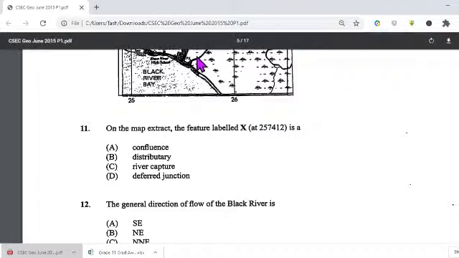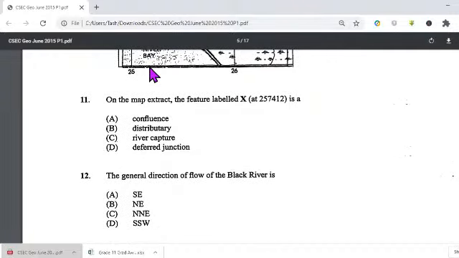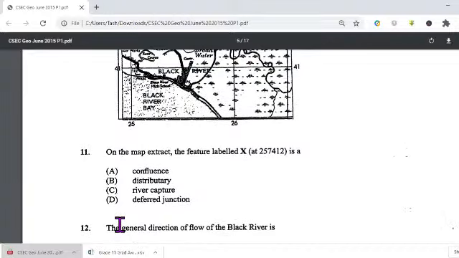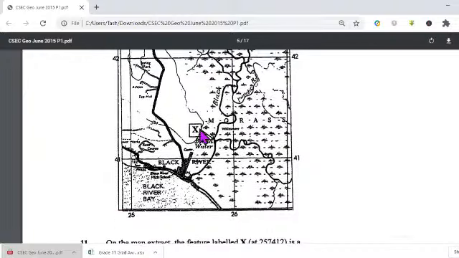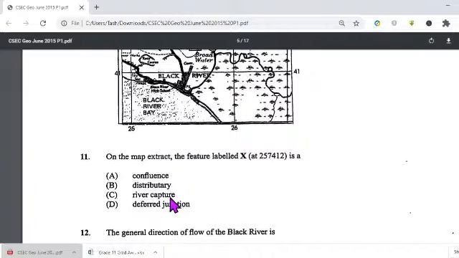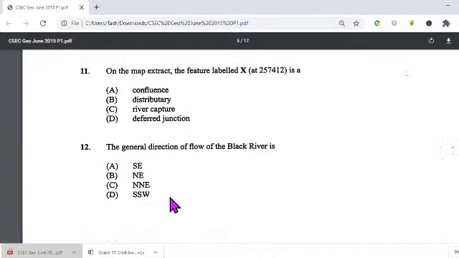So we know that it is flowing towards this section, towards the south, and then over this side would have been towards the west. So we only have one of that option there, south, southwest. So the direction of flow is towards the south, southwest. So our answer for number 12 would have been letter D.